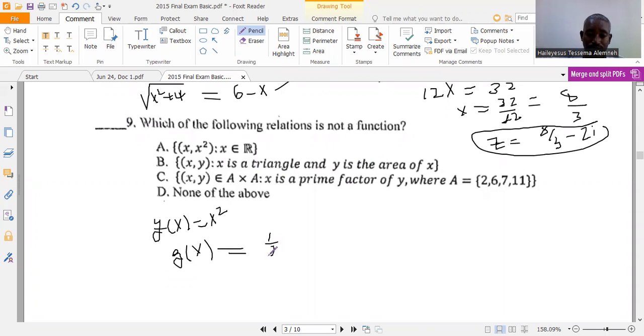We can say g of x is equal to the area of a triangle, which is 1 over 2 base times height. The area of a triangle maps exactly to a unique element. So for a given triangle, x maps to a single area of the triangle, which is also a function.